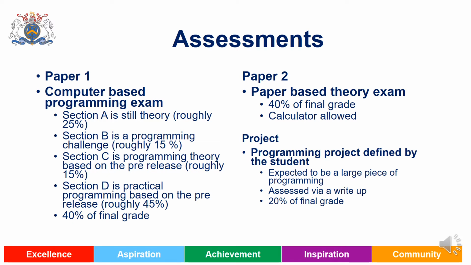That paper is 40% of the final grade. Paper 2 is more of a standard paper-based theory exam that covers probably the bulk of the theory in the course. Both those papers are 2.5 hours long. And paper 2 also makes up 40% of the final grade, and then the final 20% comes from the project.